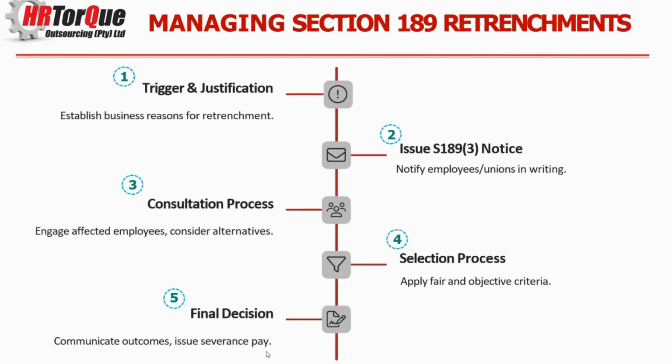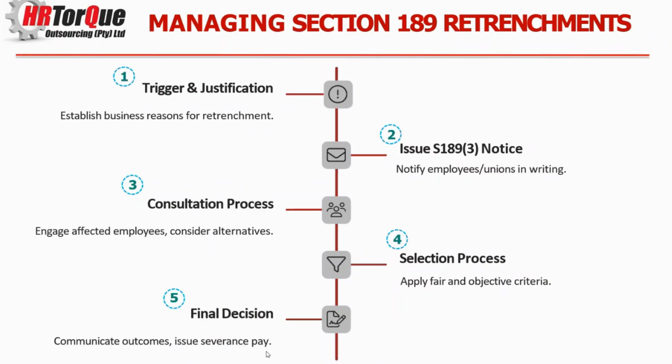The retrenchment process can be broken down into 5 steps. The first step is to identify and document the operational reasons that justify the need for retrenchment. The second step is to issue a written notice in terms of Section 189, which must be provided to the affected employees or their representatives.